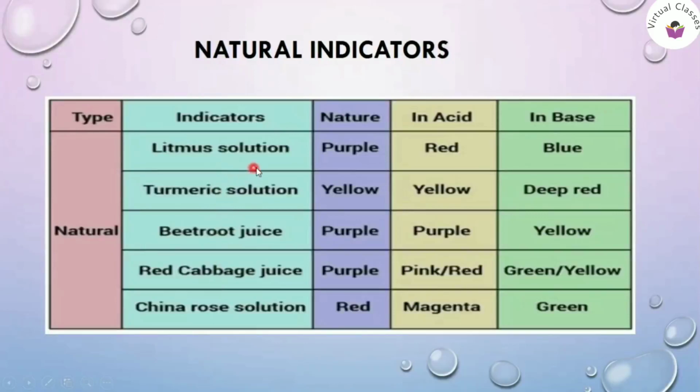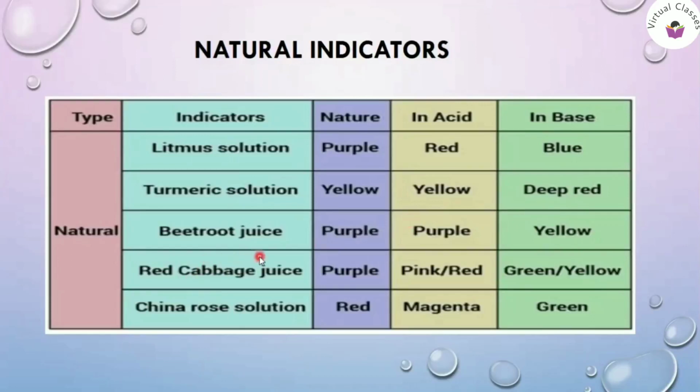First is litmus solution. Its actual color is purple. This litmus, when it comes in contact with acid, turns red. And if it comes in contact with a base, it turns blue. Similarly, we have turmeric solution. Its natural color is yellow. In acidic solution, it retains its color and remains yellow, while in a basic solution, it gets converted to deep red.